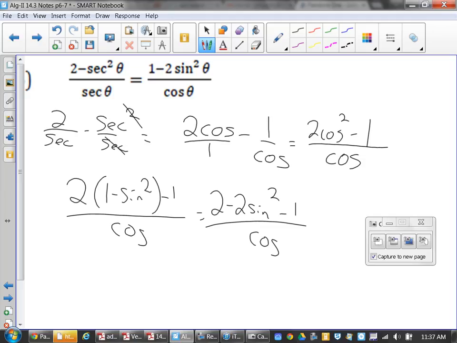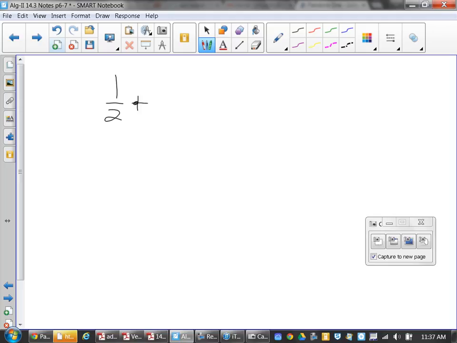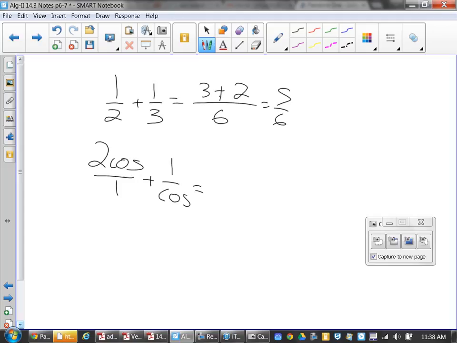What's the common denominator? 6. In order to turn the 2 into a 6, what do you multiply it by? 3. So the top needs to be multiplied by 3. And what do you have to multiply that one by? 2. Same idea. What do they have in common? Cosine. To turn this one into a cosine, what do you have to multiply it by? Do you have to do anything there? Because it already has one. It's the exact same process with letters as opposed to numbers. It doesn't change.